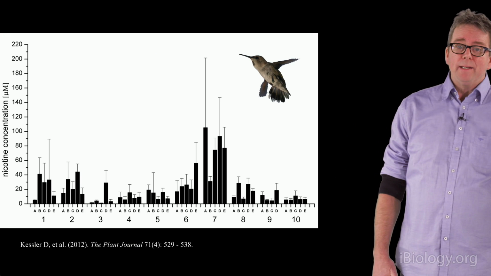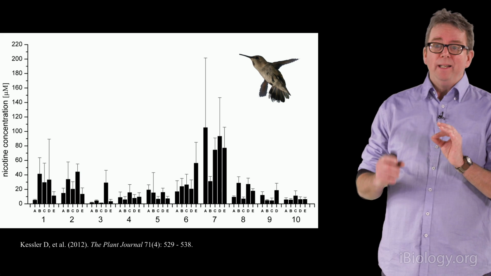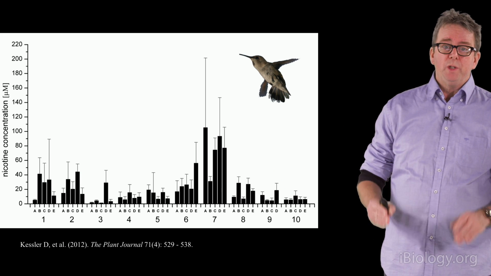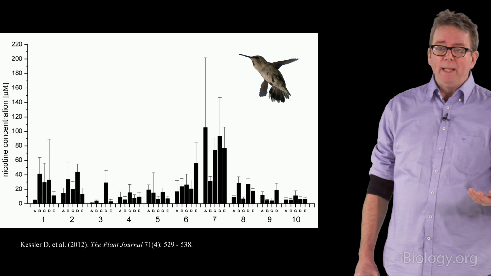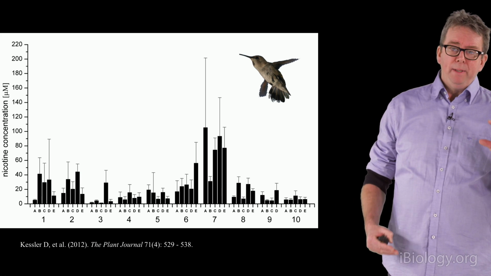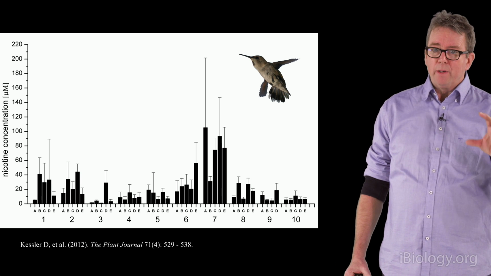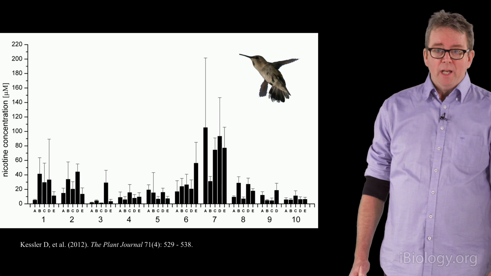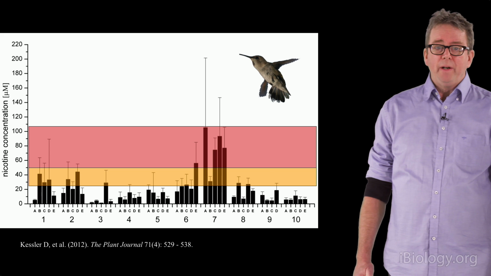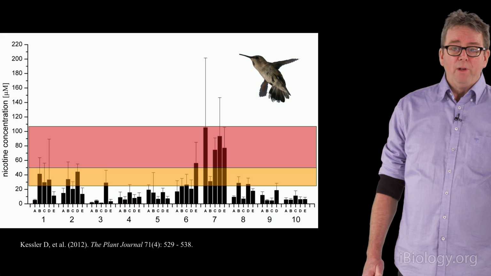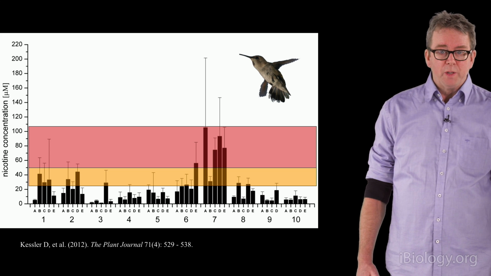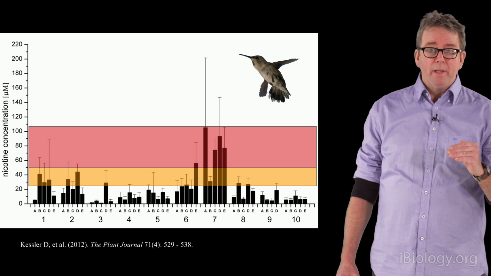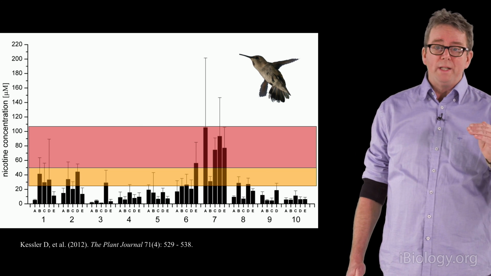And if you look at the concentrations of nicotine in the nectar of plants from 10 different populations, and here you're seeing data from 5 plants from 10 populations with a mean and standard error of 6 flowers from each one of those 5 plants, you see that the concentrations vary all over the place, but there's a large fraction of the flowers that are producing concentrations that are repellent to the hummingbirds, and some of them are even producing concentrations that are quite toxic.